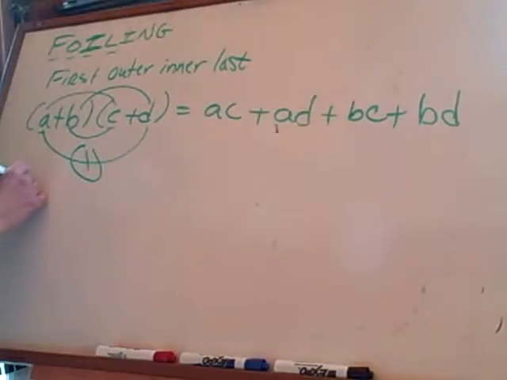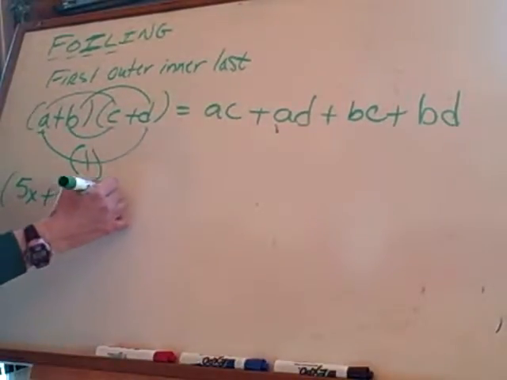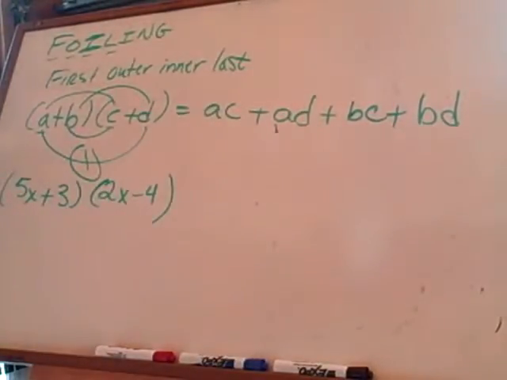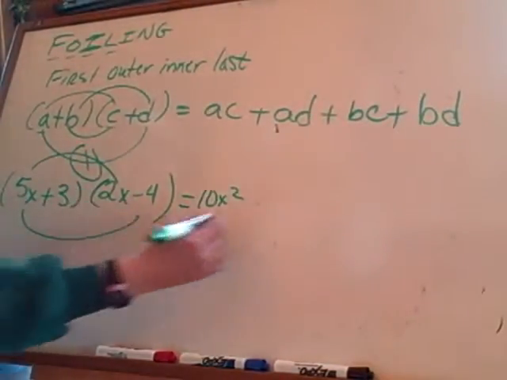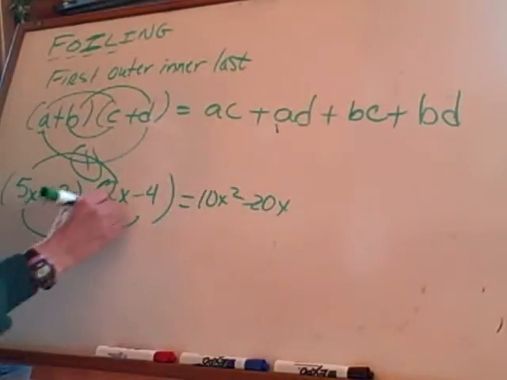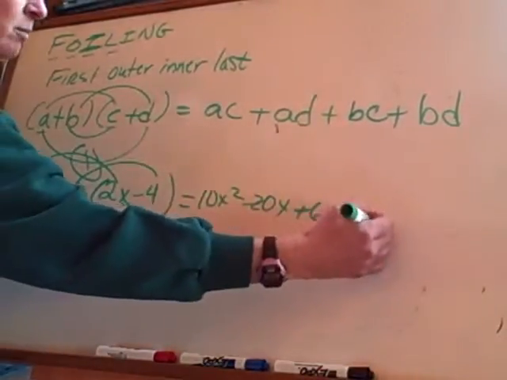All right, so we're going to do an example of foiling. Know that you can only foil when you have binomial times binomial. And binomial means how many terms? Two. If you have a monomial times anything, then just distribute everything. With a binomial, it's easy to do the FOIL, which is first, outer, inner, last. So first would be 10x squared. Outer would be negative 20x. Inner would be plus 6x. Last would be minus 12.